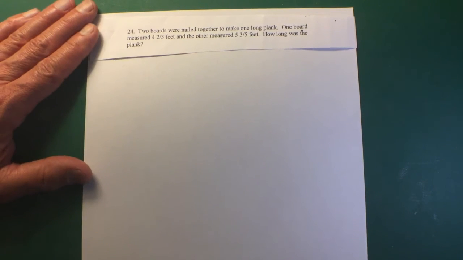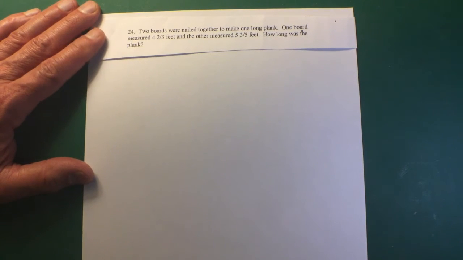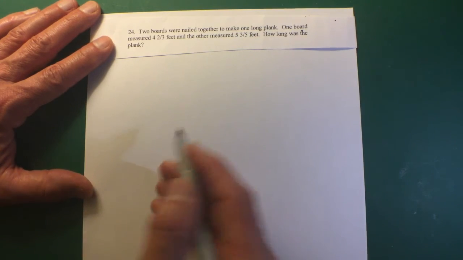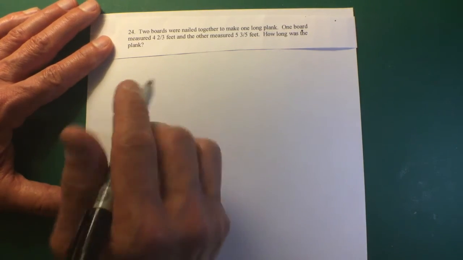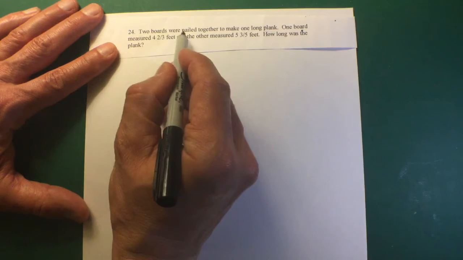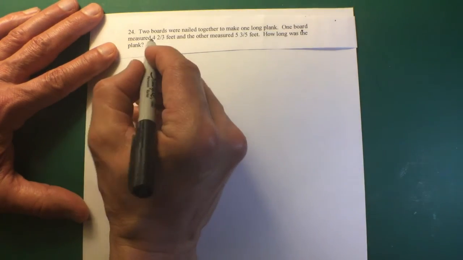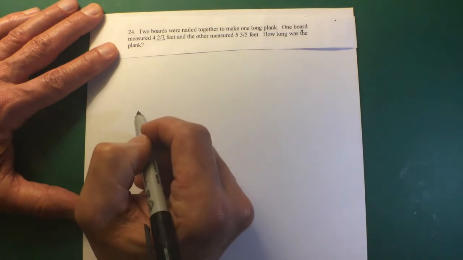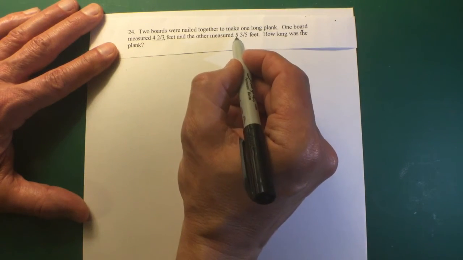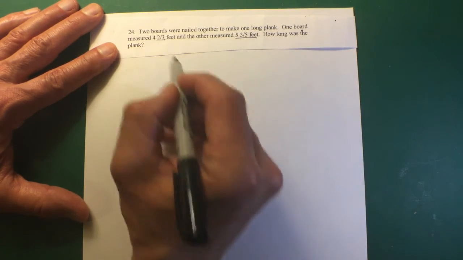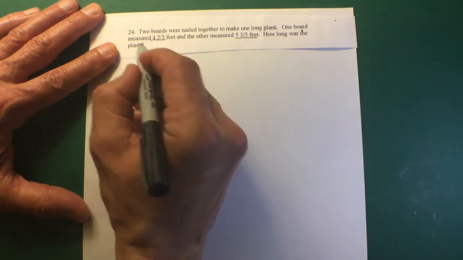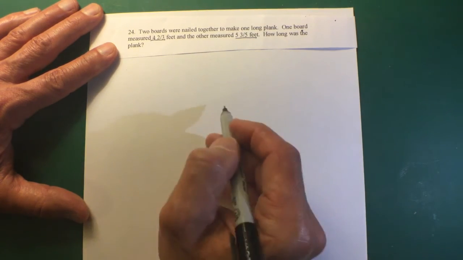Okay, number 24, again, another tricky one here. But it's not too bad. So let's see what it says. It says 2 boards were nailed together to make one long plank. One board measured 4 2/3 feet, and the other measured 5 3/5 feet. Okay, how long was the plank? So it seems like we have to add these up.